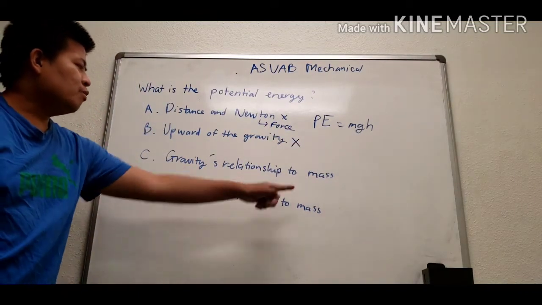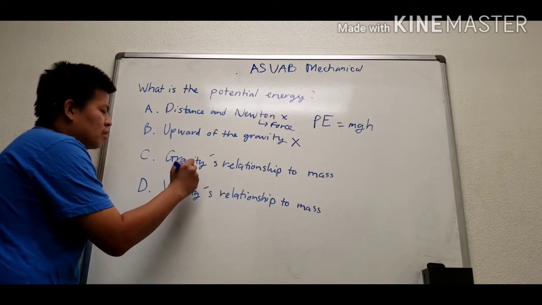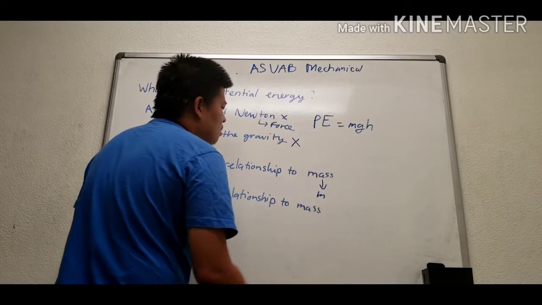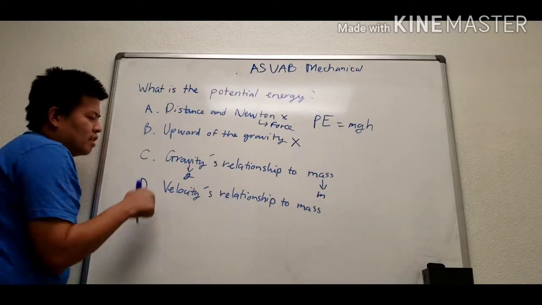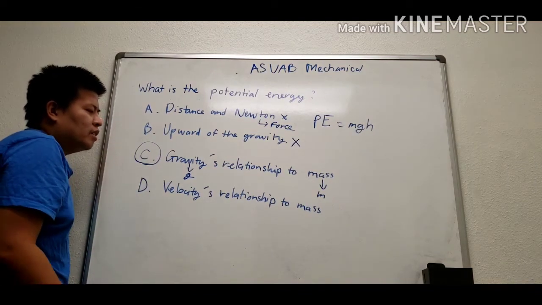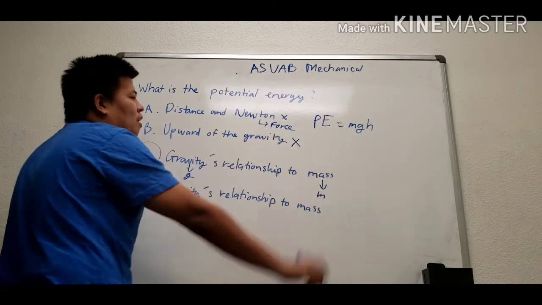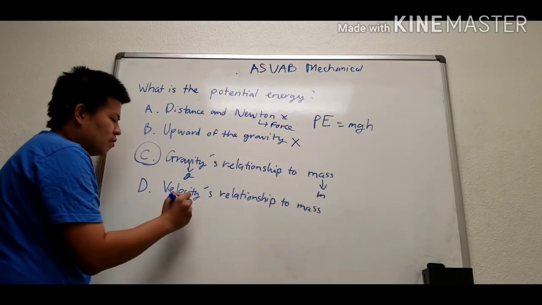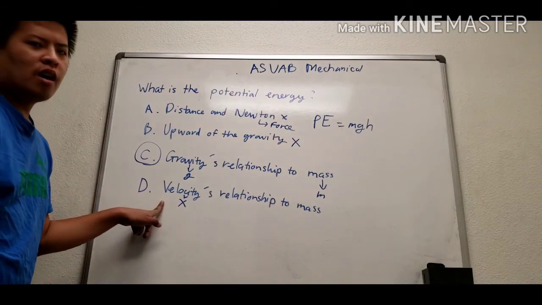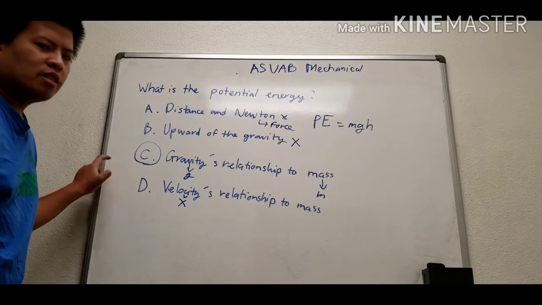Gravity's relationship to the mass. It means that we have G and we have M in here. So this one is a correct one. Velocity and relationship to the mass. We know that in this formula we don't have the V. So this one is related to the kinetic energy. So the answer for this question is C.